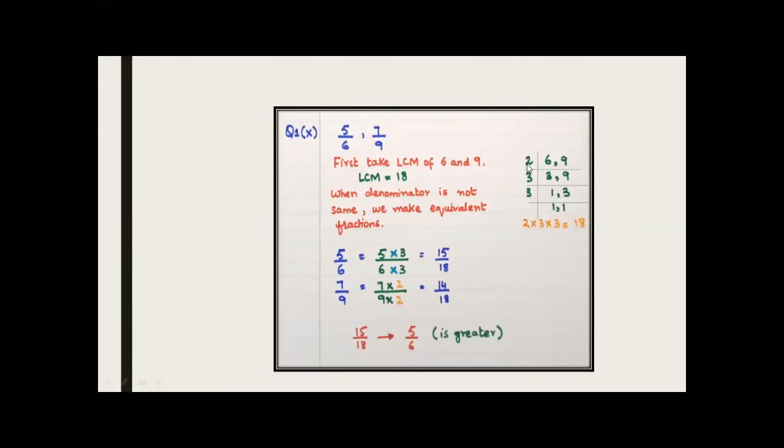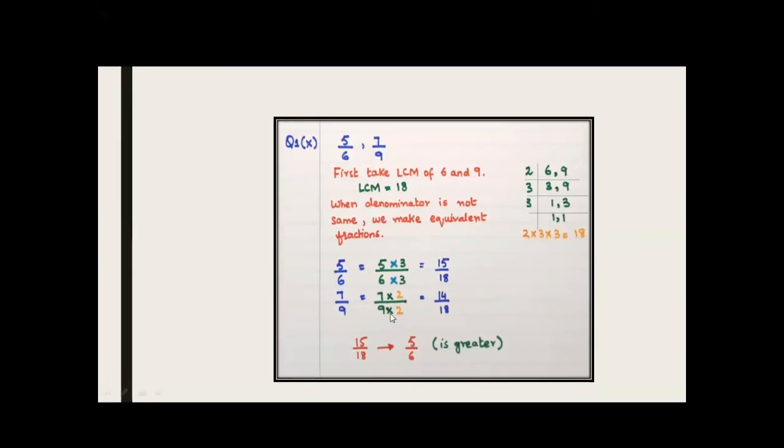Now what we have to do is compare the answers. The answer 15 over 18 equals 5 over 6 and 14 over 18 equals 7 over 9. Denominators are the same, 18, 18. Now compare the numerators. Which numerator is greater, 15 or 14? 15 is greater, so the answer is 5 over 6. These are the steps to compare fractions and arrange them in descending order.